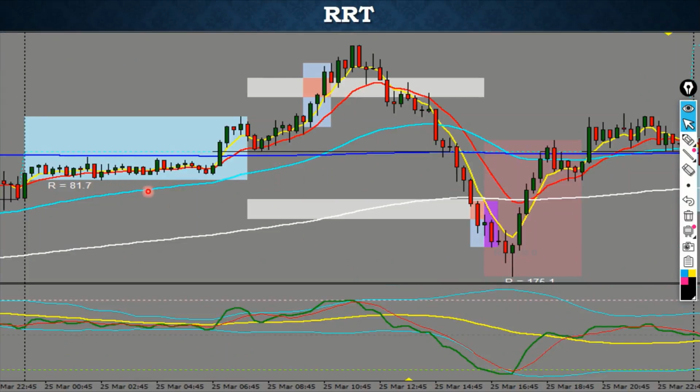With RRT consolidation, 81 pips is because of coronavirus these days. Okay, those days, not now, this is back in March.